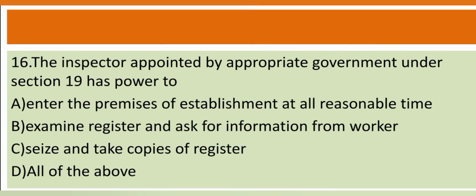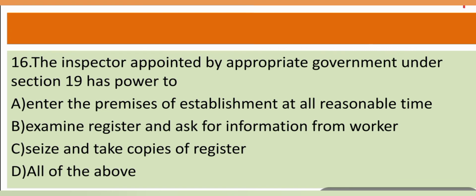Now come to question number 16. The inspector appointed by appropriate government under section 19 has power to. So whoever the inspector appointed by the appropriate government is, he has power to enter the premises. He can examine the register, ask for information from workers, and seize and take copies of the register. So the correct option for this question number 16 is option D, all of the above. All are the powers of the inspector.